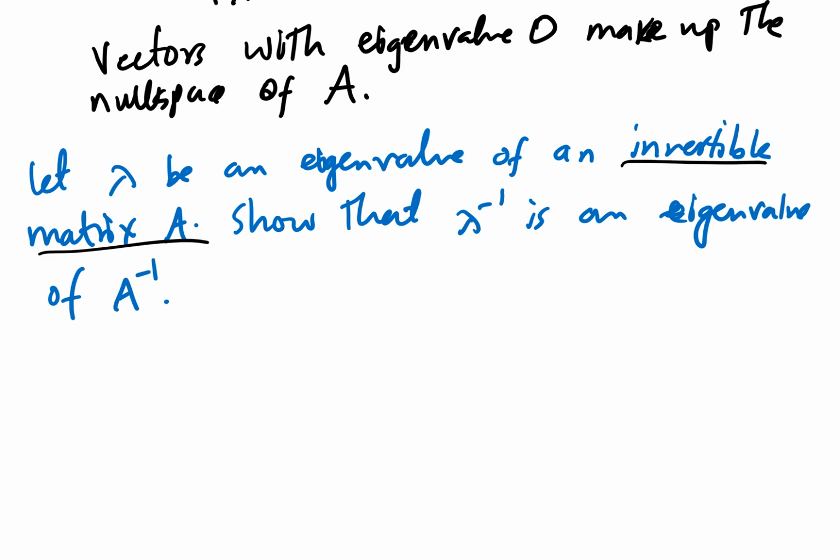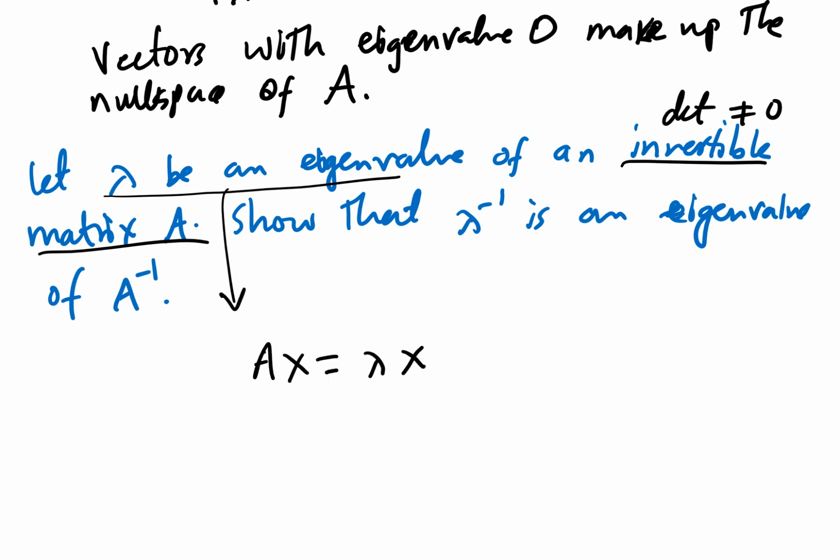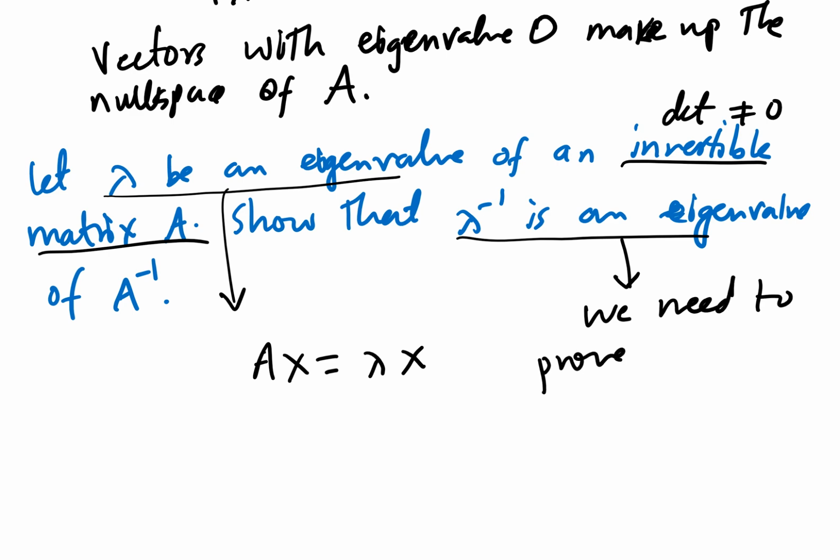Invertible matrix, what does that mean? That means the determinant of matrix A cannot be 0. They said lambda is an eigenvalue. Lambda an eigenvalue means AX equals lambda X. Show that lambda inverse is an eigenvalue of A inverse. What does that mean? We need to prove that A inverse X equals lambda inverse X. That's what we need to do, right?